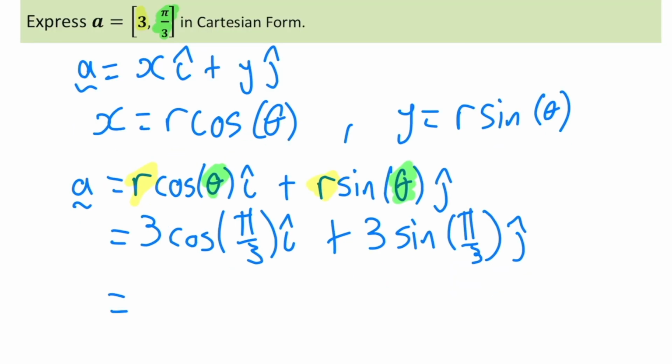So if I consider my exact values, well, that is 3 cos of pi/3. Cos of pi/3 is a half, so that's going to give me 3 over 2 i. Plus, I have sine of pi/3. Well, sine of pi/3 is root 3 over 2 from our exact value triangles. So that's going to give me 3 root 3 over 2 j. And I've now converted my vector from polar form into Cartesian form.